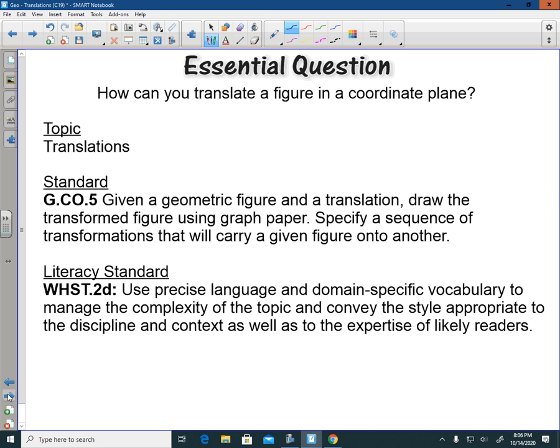Now it's time to set up your new note page, getting started on the lesson. Your essential question today is, how can you translate a figure in a coordinate plane? The topic is translations. The topic goes at the top of the page. The essential question goes right underneath it. And then you're drawing lines, so you create a place for questions, for notes, and a summary at the bottom. When you're done with that, you're going to flip back to that table of contents, write translations, write a page number, and then come on back to this video.